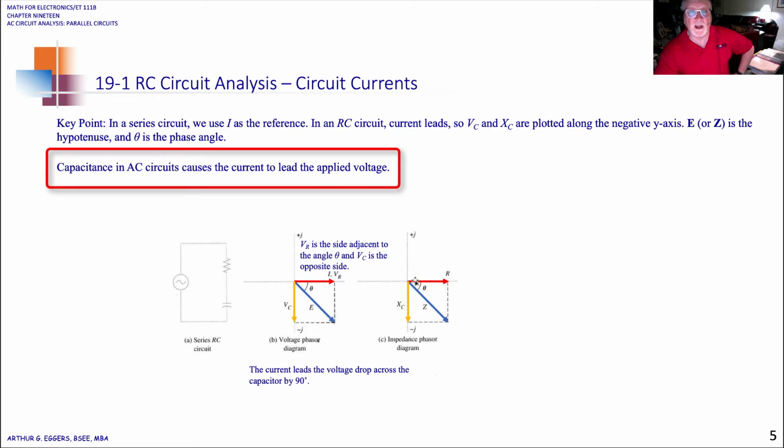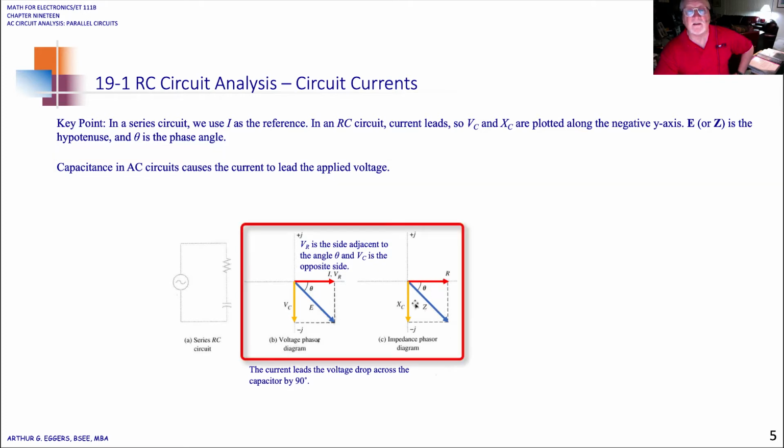If we look at the diagrams here, we can see what's going on. In the representation of the vectors in B, the voltage on the hypotenuse is lagging the voltage across the resistor, or the current, by the phase angle. And as we rotate this counterclockwise, you can see I, or V sub R, leads by that phase angle.